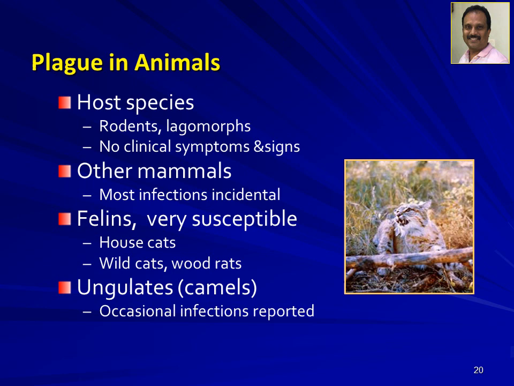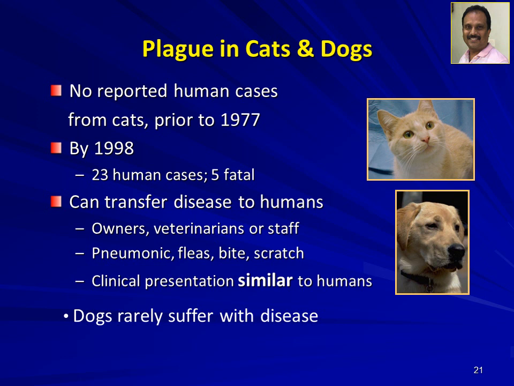And if you see plague in cats and dogs, there were no reported human cases from cats prior to 1977, but for the first time in 1998, 23 human cases were detected from infected cats. Out of them, 5 died. And they can transfer the disease to human beings, especially to their owners, that is the pet owners, and veterinary staff, the veterinary doctors and their staff.